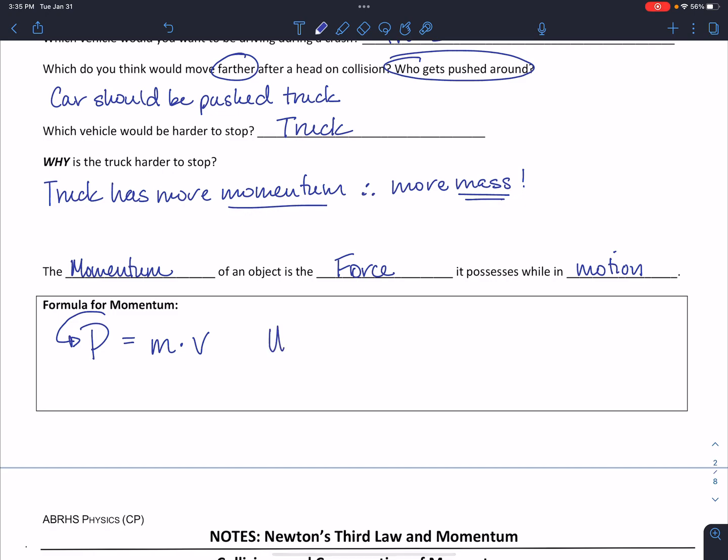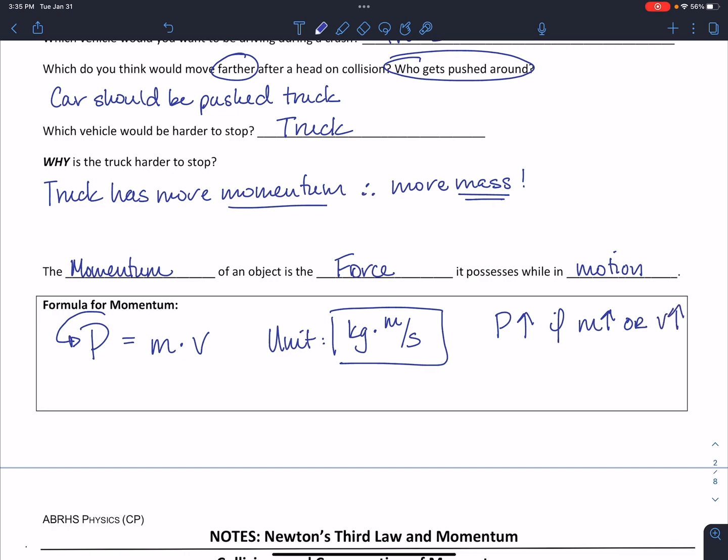Now, the unit here is a little messy. All right, we're going to have a kilogram because of that mass, and then we're going to multiply that by meters per second, right? And unfortunately, there's no good unit like a joule or a newton that represents this compound unit, so we just have to keep it in mind, all right? Now, when it comes to relationships between these variables, you can see that the momentum will increase if the mass increases or the velocity increases. So we have direct relationships between mass and velocity and momentum.